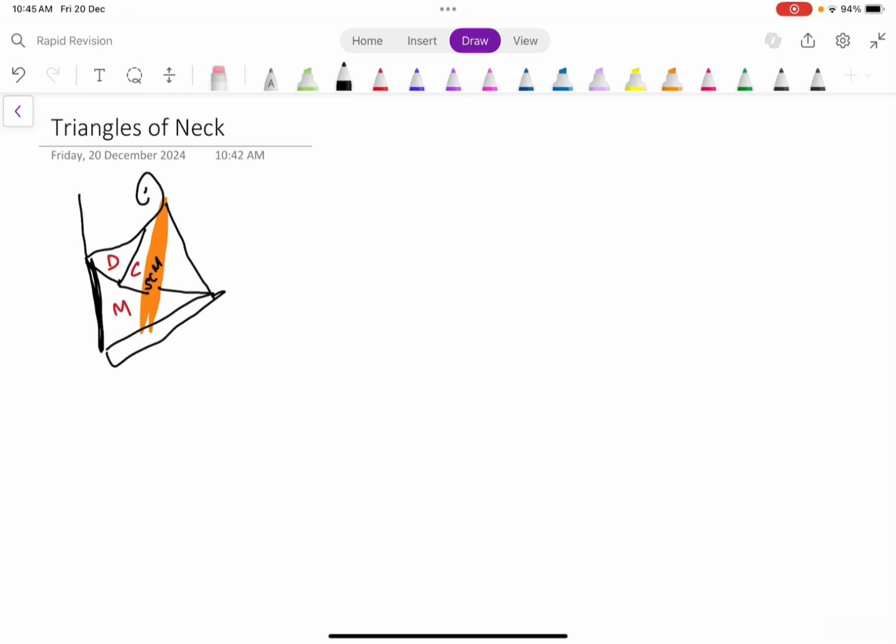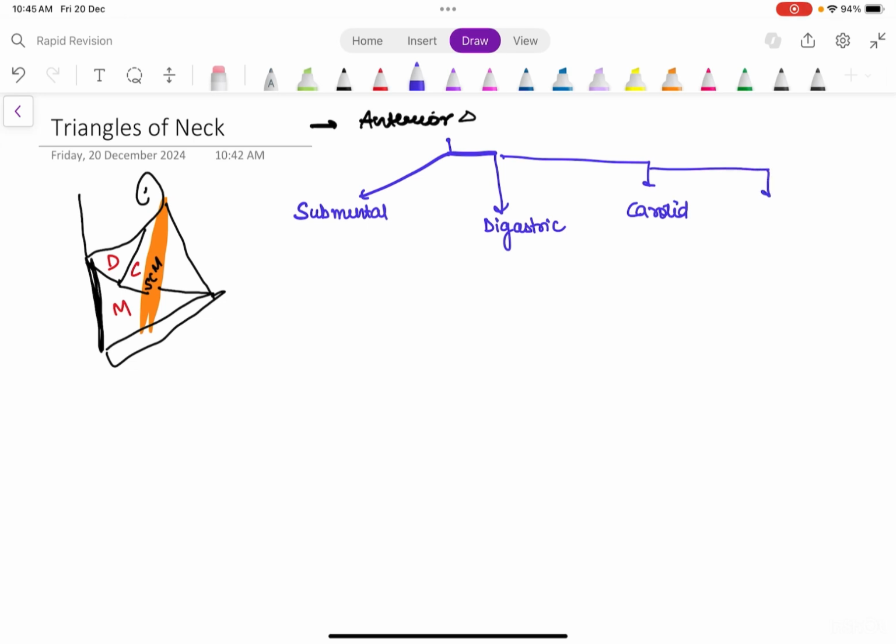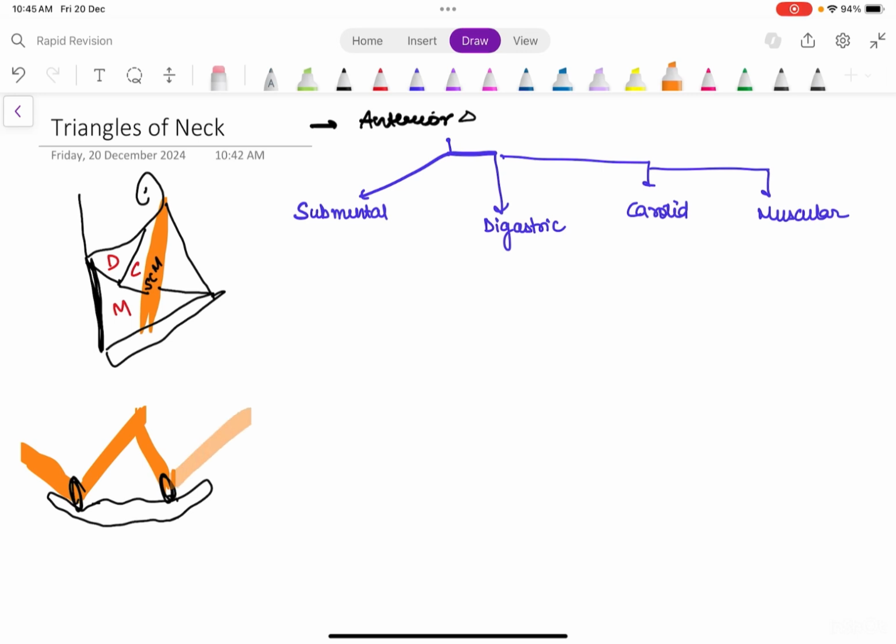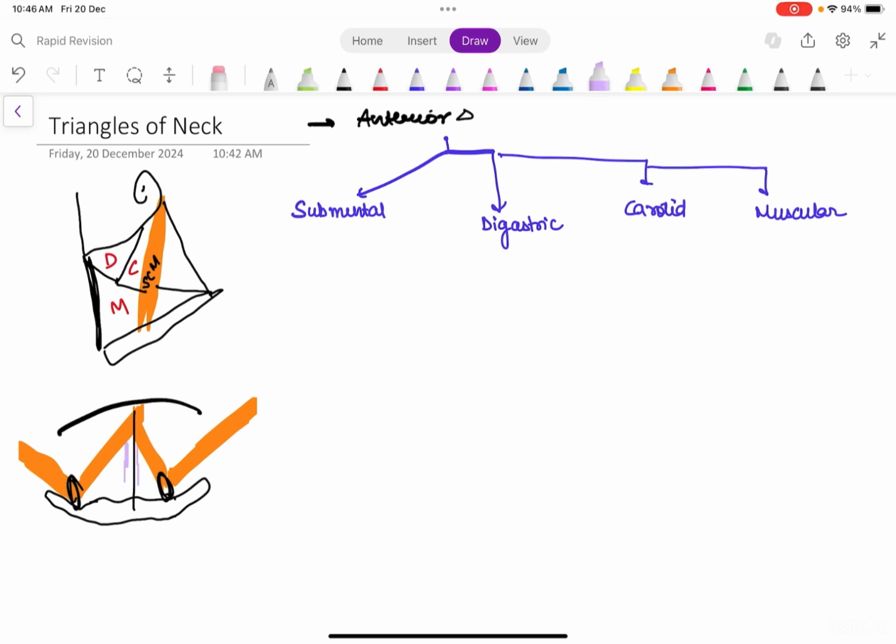So first of all, we'll talk about the anterior triangles. Now in anterior triangles I have four triangles: the submental, then I have digastric, then I have carotid, and we have the muscular triangle. Now in this diagram submental is not there, so I will just draw one simple diagram and I hope that it will be self-explanatory. So suppose there is something like this. I made it a little haphazard, but it is easy.